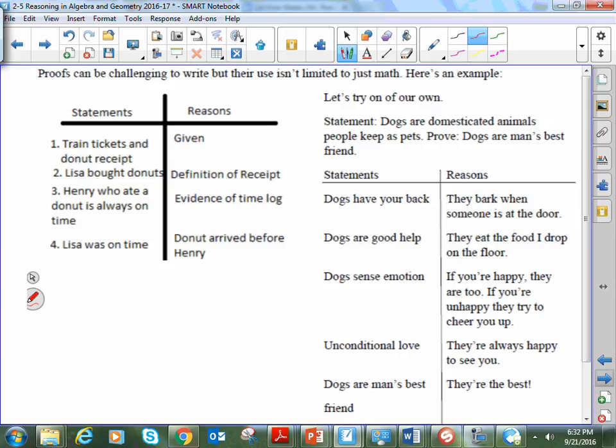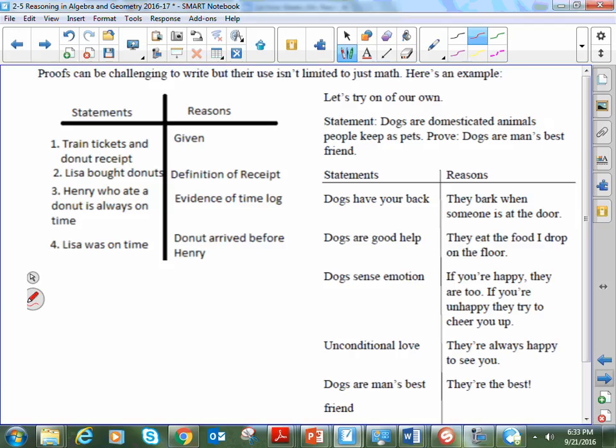Now these examples that I'm providing here are not specific to math or geometry at all. While we probably don't use two-column proofs outside of math, they do have applications outside of it. So here are a couple of examples. The one on the left I actually just found on the internet and said, hey, that's not a bad way of writing a proof. So what we're trying to prove is why Lisa was on time. And the final reason was because the donut arrived before Henry did. Okay, so there's a chain of events that are taking place.